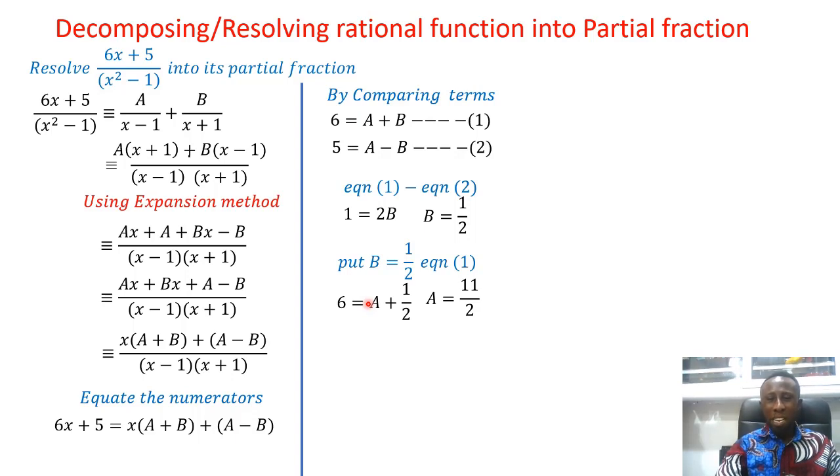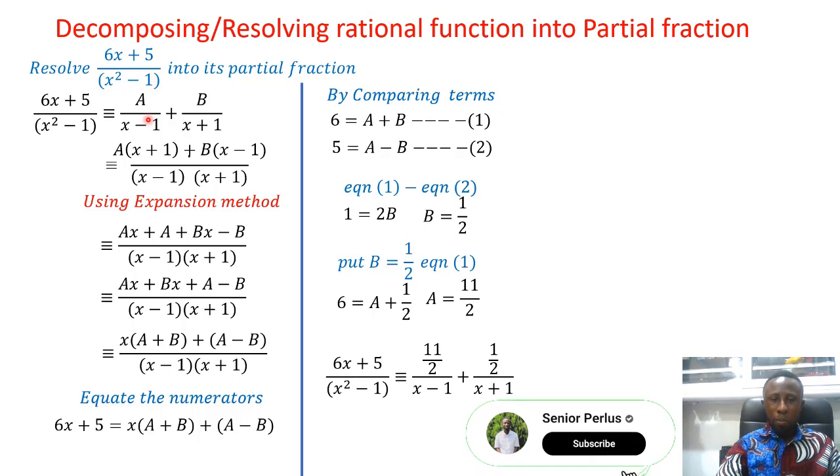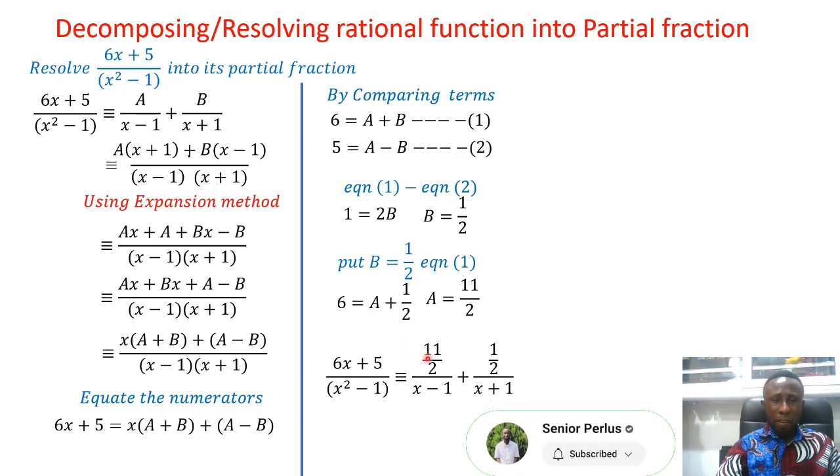Now we know our b and a. Then we just substitute it in here. So we write this again. Our a is 11 out of 2. Our b is 1 out of 2, right? Then we said, write it in a tidy manner. So we said I write it nicely.